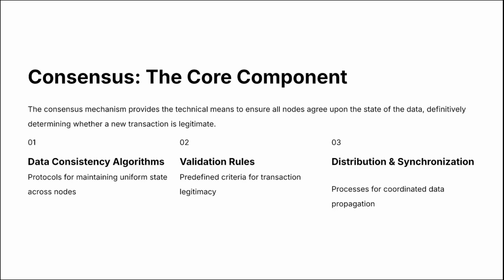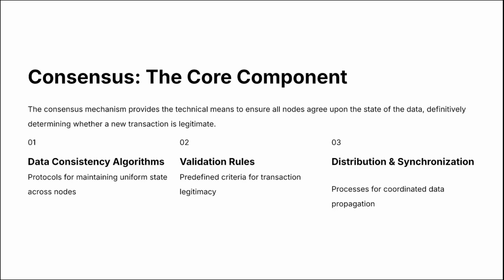Next, we have data consistency algorithms. These actually ensure that all nodes end up with the same view of the ledger. Even as data flows in from multiple sources, these algorithms work to maintain a uniform, synchronized state across the network.